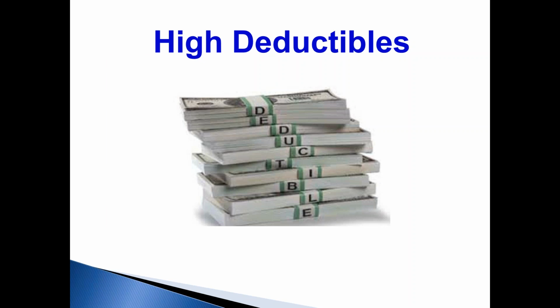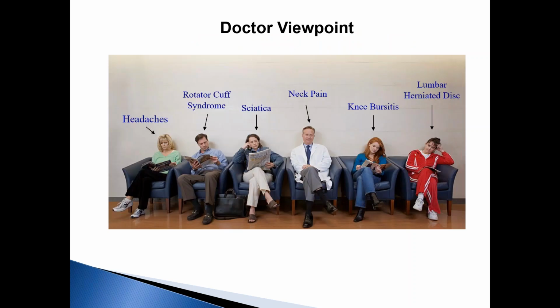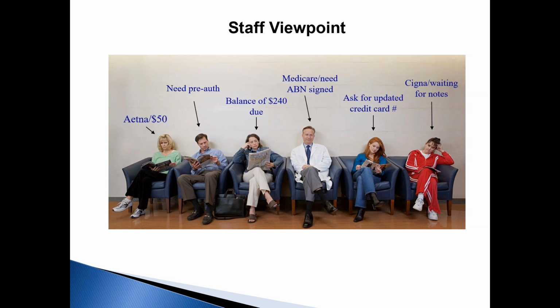Now, I have a little visual here. Doctors, when you look out into the waiting room, well, at least this is what I did, if I saw 6 patients in the waiting room, I'd say, oh, yeah, there's Mary, she gets headaches, and there's Joe, rotator cuff syndrome, and there's Sally, sciatica, and there's Mr. Jones, he gets neck pain. So that's the way I looked at patients out in the waiting room from a clinical standpoint. Staff members, this is the way you should be looking out in the waiting room.